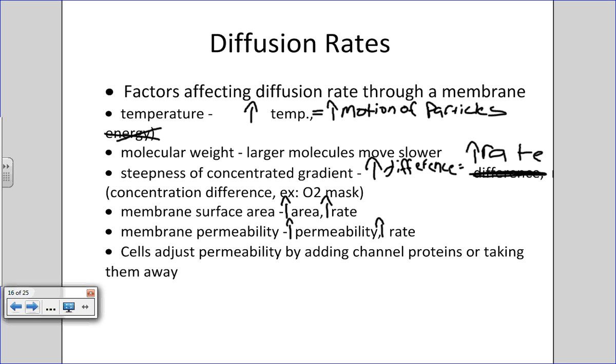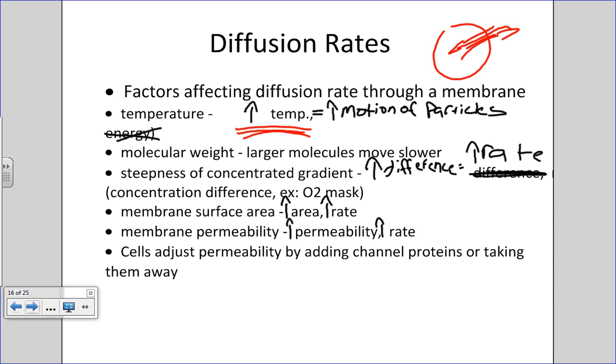So there are certain factors that will affect the rate of diffusion, the speed that particles will travel across the cell membrane. One of them is temperature. As we increase temperature, we increase the rate of diffusion. Remember, when you're measuring temperature, you're measuring molecular motion, kinetic energy at the molecular level. So the higher we increase temperature, the more molecular motion is going to take place.